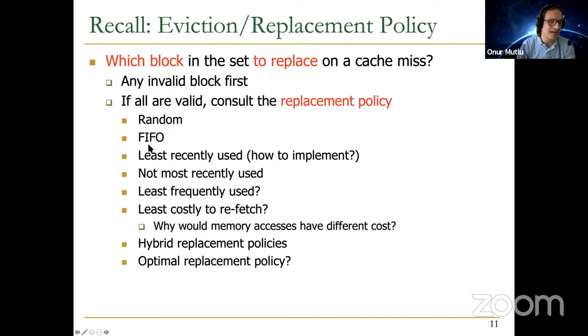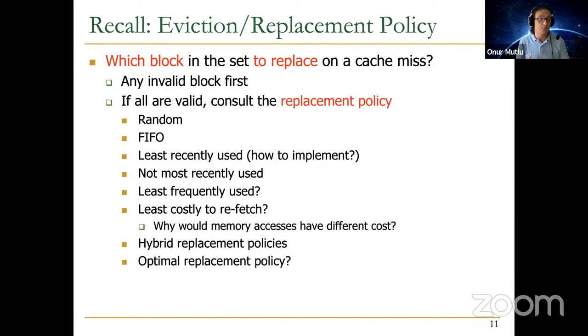FIFO is first in, first out. I'm not going to talk much about that. You can think about it. Usually, it doesn't work as well, but there are some access patterns where this may also work. So you're very much dependent on the access pattern in terms of how to design the eviction and replacement policy and how well what you design works. Because in the end, your access patterns determine the conflict patterns in the set. And you really want to design policies that go well with the access patterns. And again, we also talked about, for example, hybrid replacement policies.